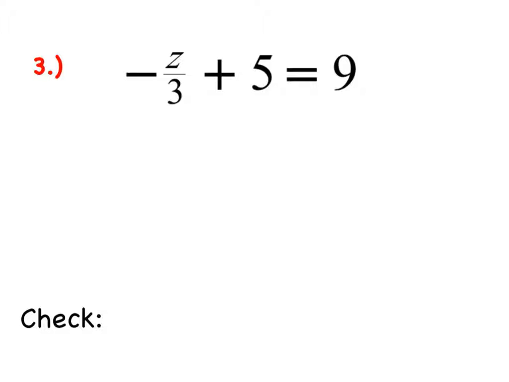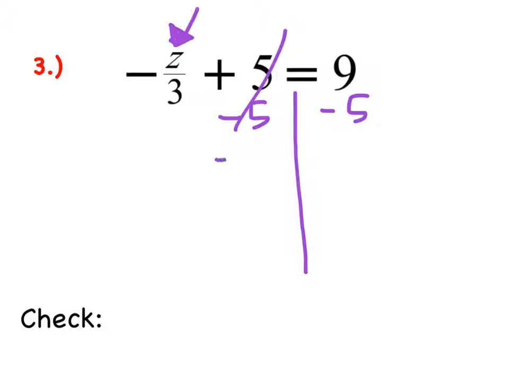Now this one can be a little tricky, okay, but we're going to start it out the same way as before. So I'm going to get rid of everything on the same side as my z. The first thing I want to get rid of is the 5. I'm going to subtract 5 from both sides. Those cancel out. So I get negative z over 3. And that's equivalent to 4.